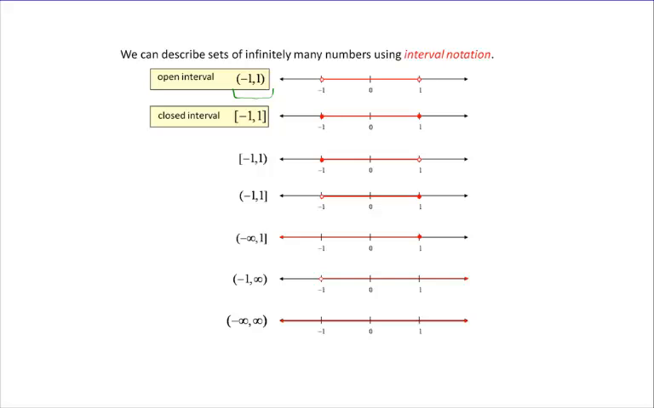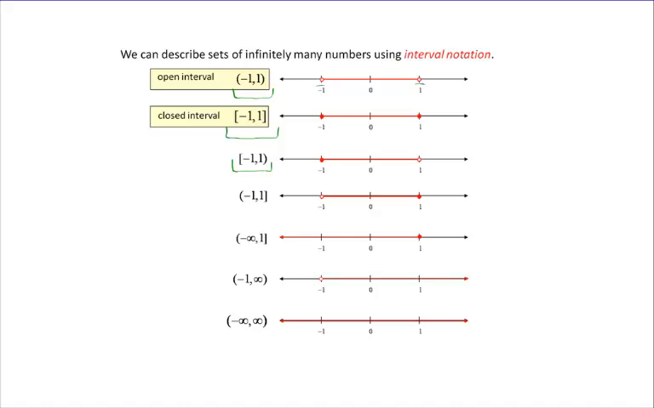This is an open interval. You probably could put that together in your head because we have open endpoints maybe. A closed interval, instead of parentheses, we're going to use brackets. This is the interval of all real numbers from -1 to +1, including the left endpoint of -1 and the right endpoint of +1. Both of them are included. So that is a closed interval.